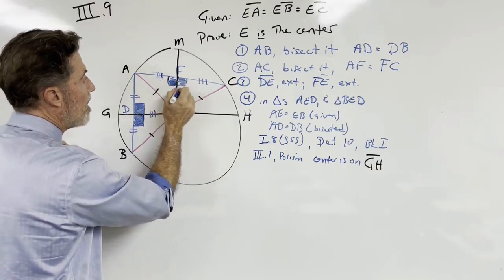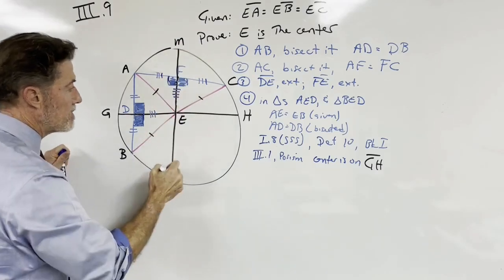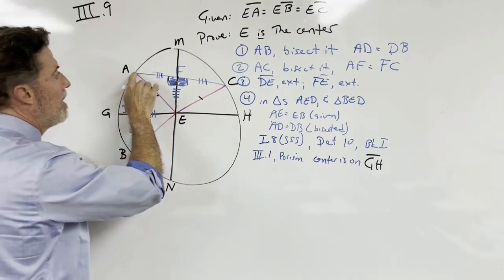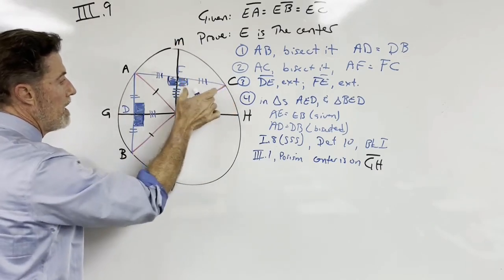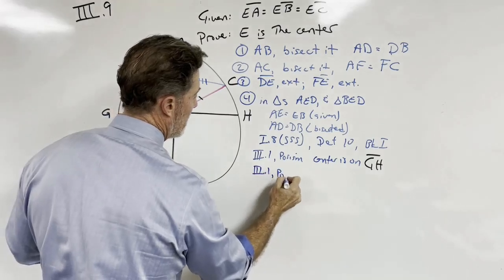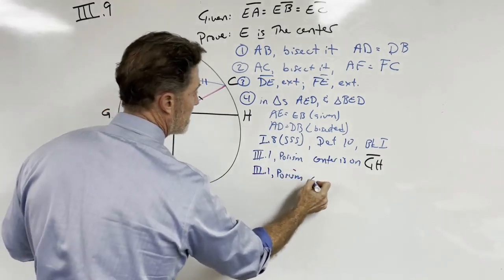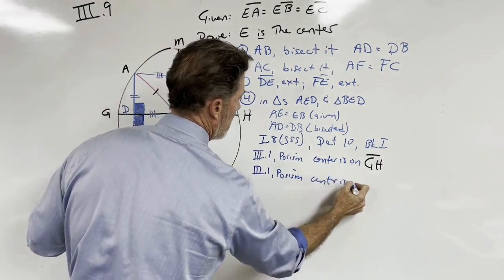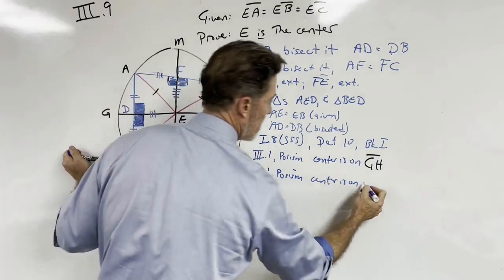Therefore, MN is also a perpendicular bisector of AC, a chord. And again, with the porism, we know that the center must be on MN.